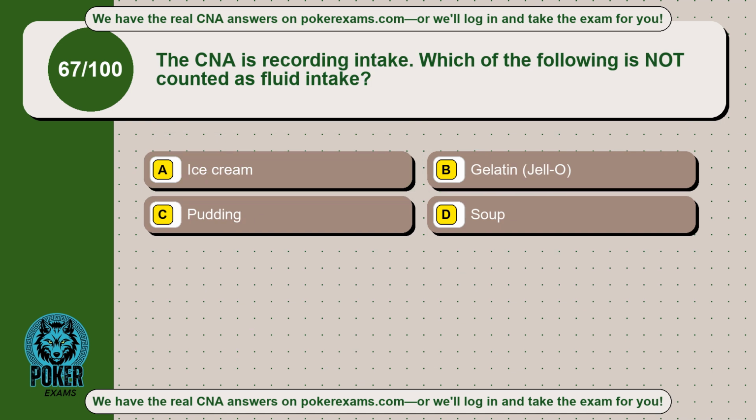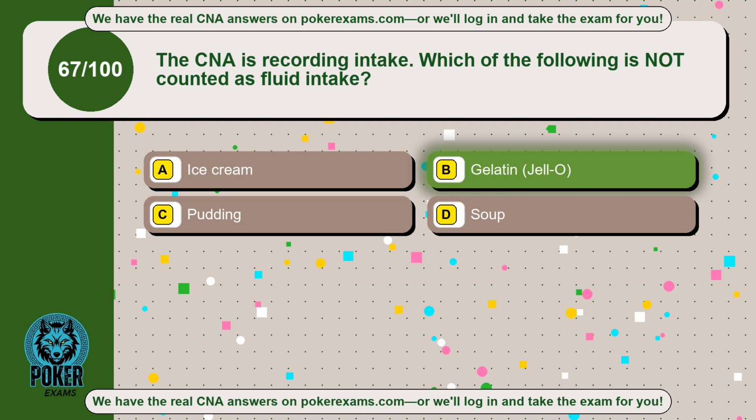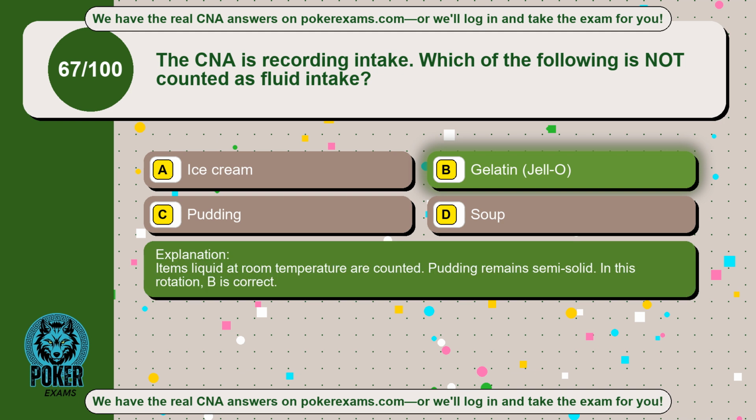Question 67. The CNA is recording intake. Which of the following is not counted as fluid intake? Option A, ice cream. Option B, gelatin, jello. Option C, pudding. Option D, soup. The correct answer is option B, gelatin, jello. Items liquid at room temperature are counted. Pudding remains semi-solid. In this rotation, B is correct.